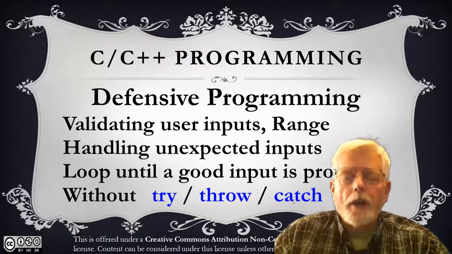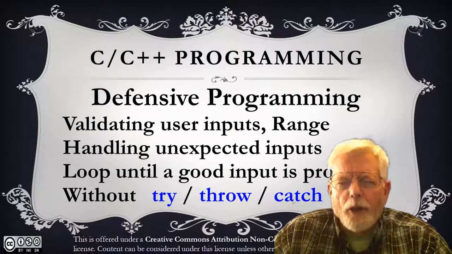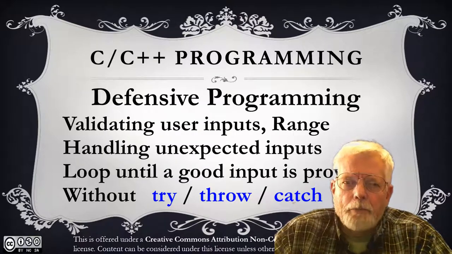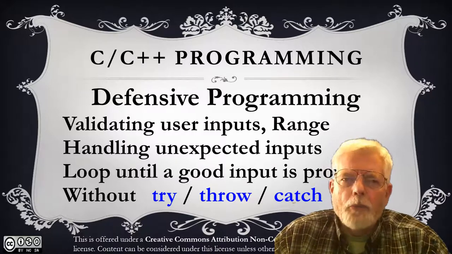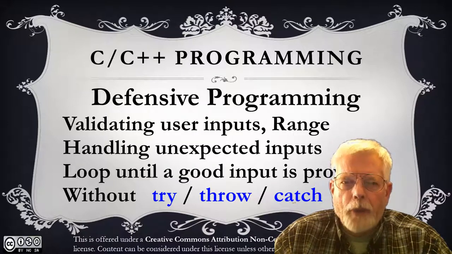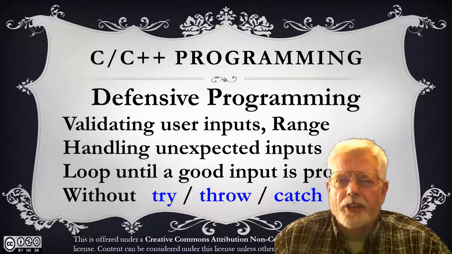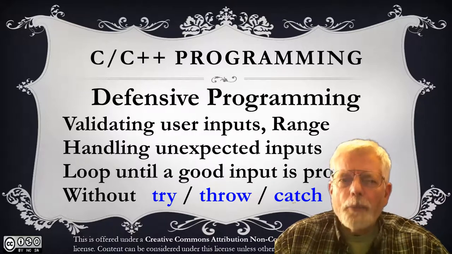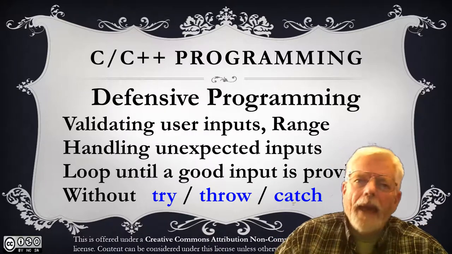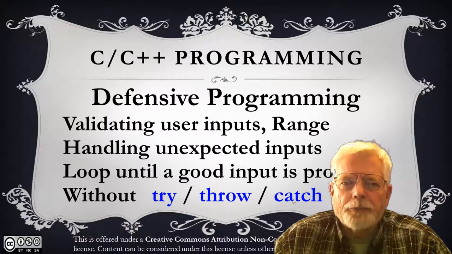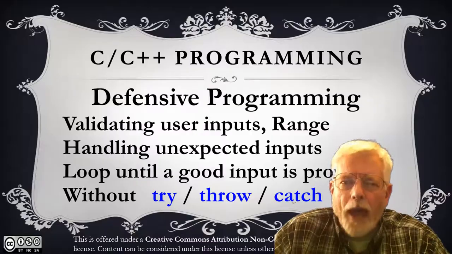Hello, programmers. I've had some people ask, how do I reject negative numbers and also process invalid inputs? For example, in the paycheck program, when it asks for hours worked and pay rate, if somebody types in F-O-U-R-T-Y instead of typing in a number, how can the program process this and go back and ask the user to input a number instead of letters? Well, in this presentation, I'll show how to do that.